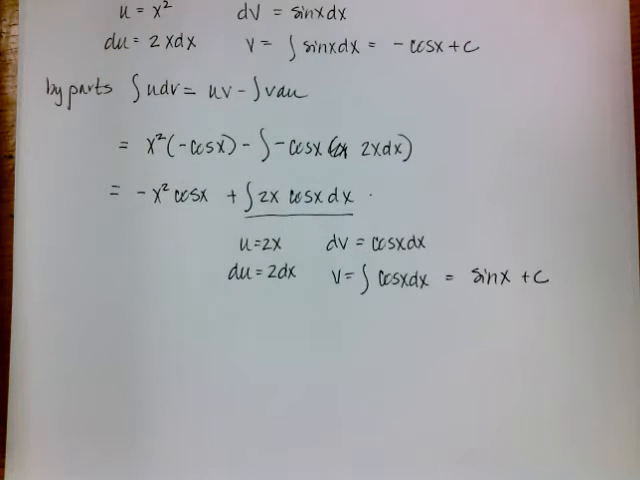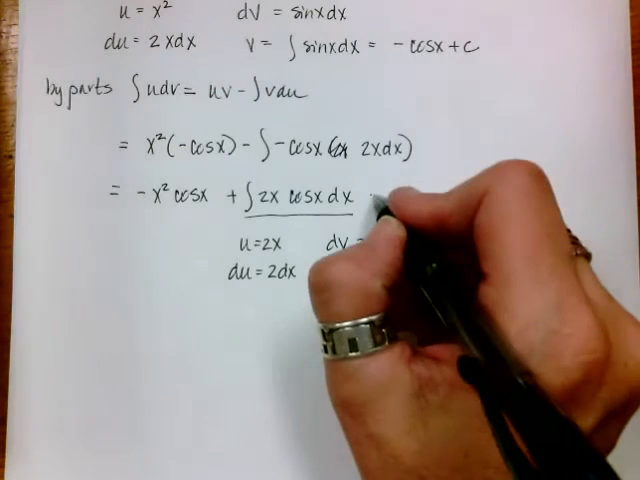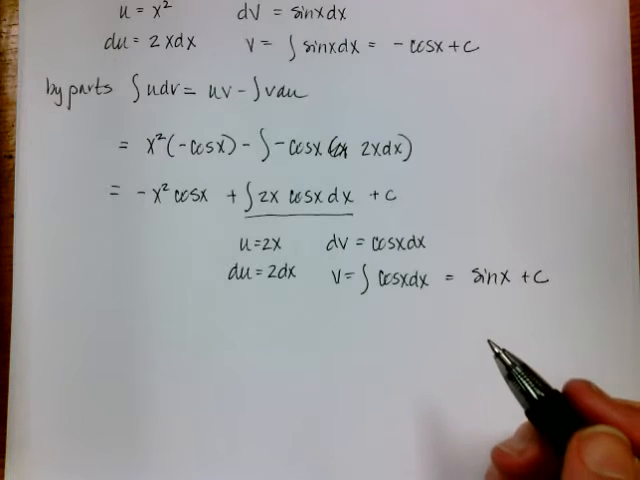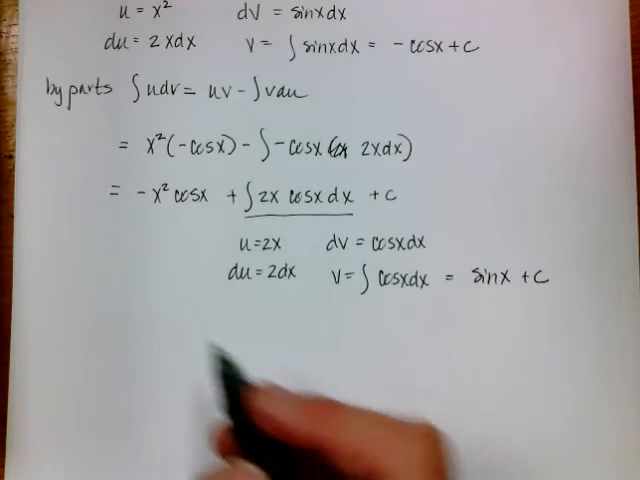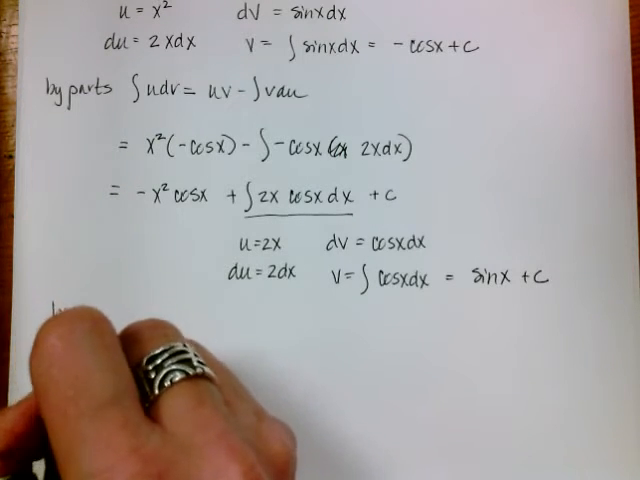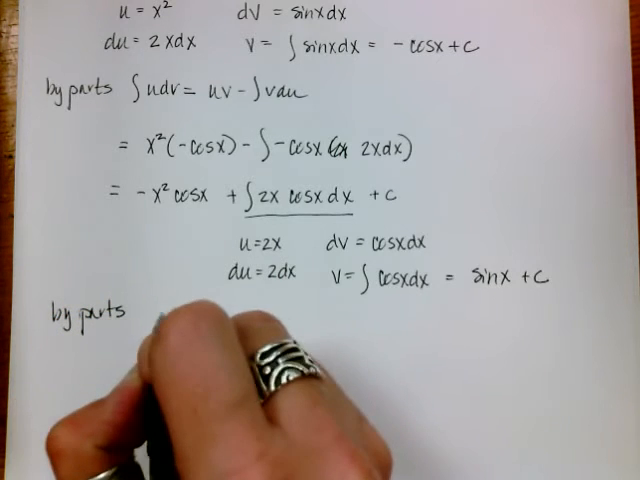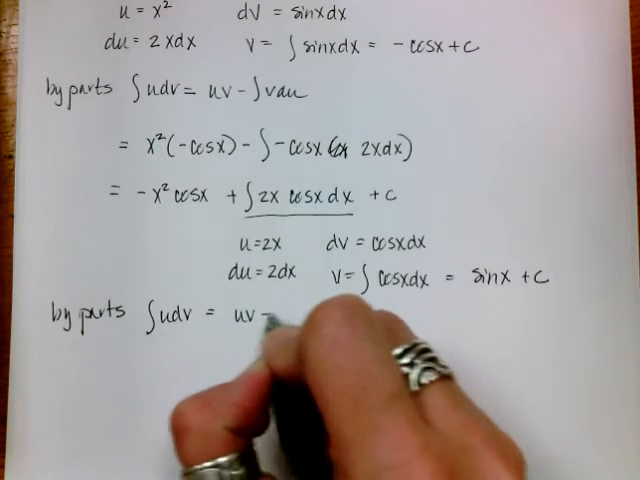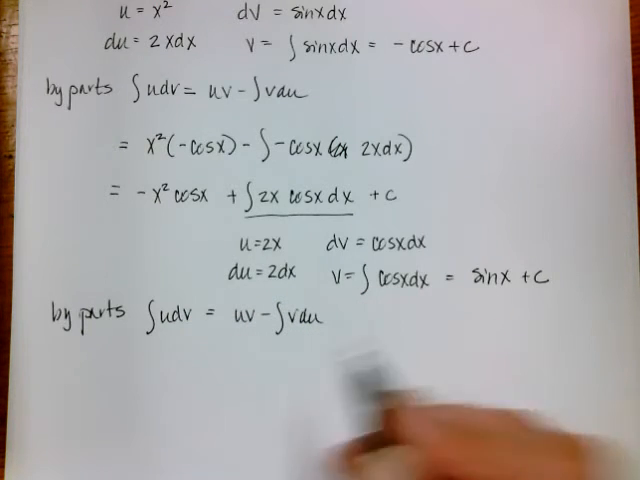I didn't put my c in there because I'm still working, so I'll put my c in when I'm done. So technically there's a c there, but I'm going to keep going, okay? All right, so now if I do my by parts, and I know you don't have to write this, I'm just trying to help us get this stuck in our head. So it's uv minus the integral of v du.